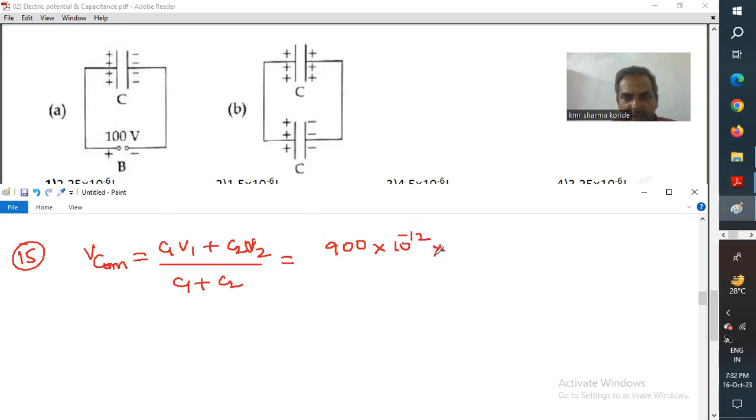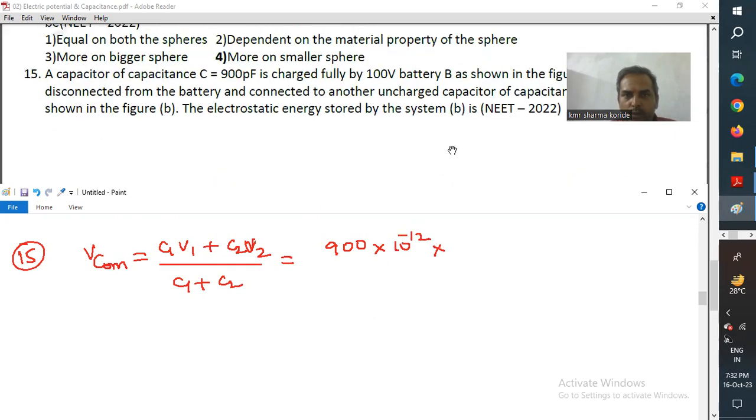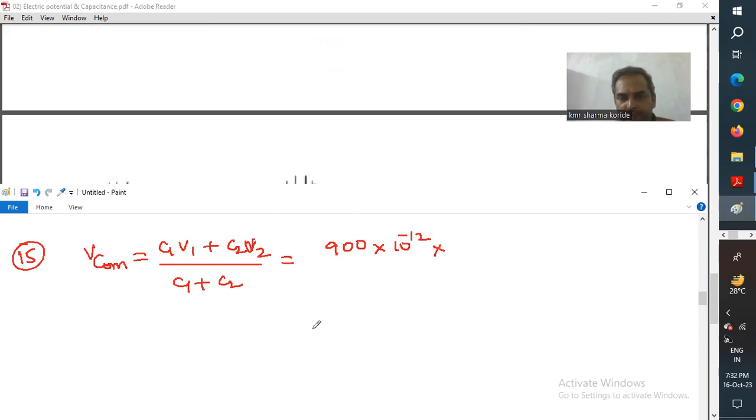V1 is connected to a 100 volts battery. But V2 is 0 because it is uncharged. So therefore, this particular term will become 0. Denominator C1 plus C2. So 900 plus 900.